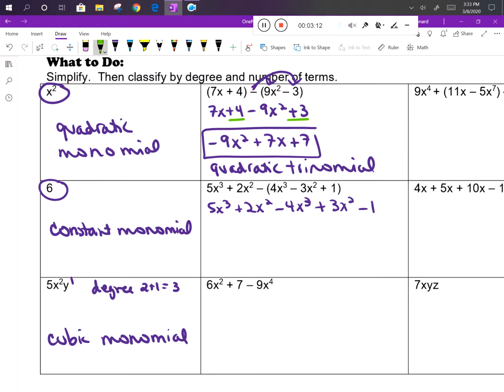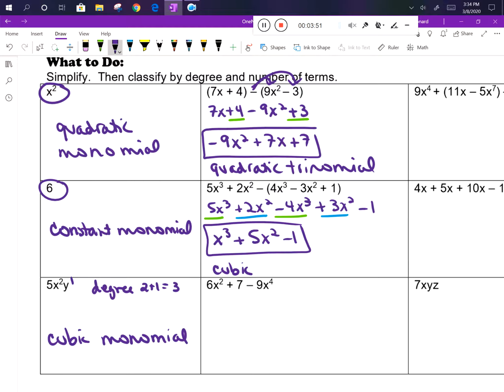Then I look for like terms. I've got an x cubed here and an x cubed there. I've got an x squared here and an x squared there, and then that lone negative 1 down at the end that doesn't have anything to combine with. I know I want to get to standard form, so I'm going to start with the highest powers first. So 5x cubed minus 4x cubed is just 1x cubed, or x cubed. 2x squared plus 3x squared is a total of 5x squared, minus 1. So that's what my polynomial looks like in its simplified form. The highest power is 3, so we can call this thing cubic. And just like the problem above, it has 3 terms, so it's a cubic trinomial.